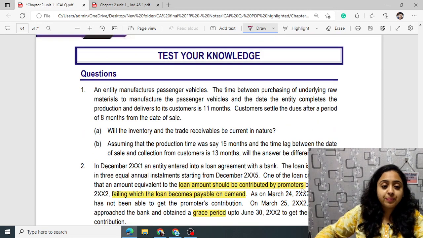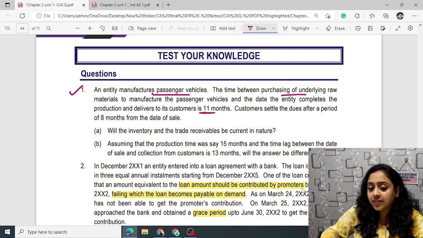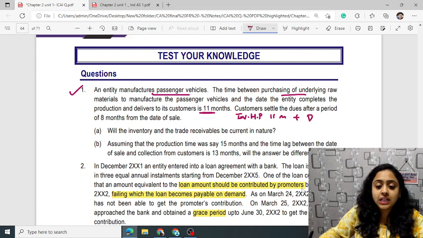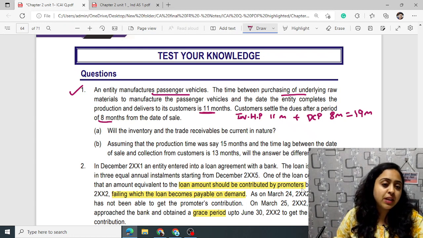See, question number 1. An entity manufactures passenger vehicles. The time between purchasing the underlying raw material and the date the entity completes production and delivers to its customer is 11 months. This is the inventory holding period. Plus the debtors collection period is 8 months. So this becomes a total of 19 months. Will the inventory and trade receivables be current in nature? These are assumed to be received in the operating cycle, and the operating cycle is 19 months, therefore they will be classified as current.